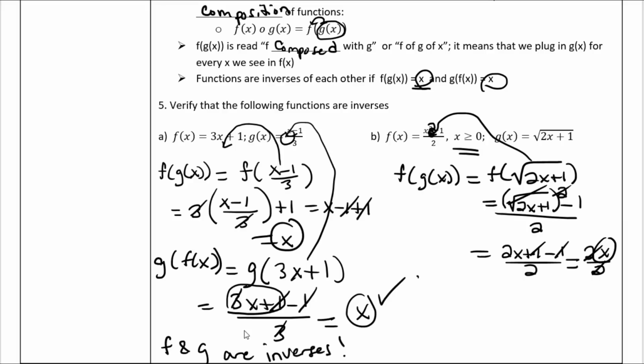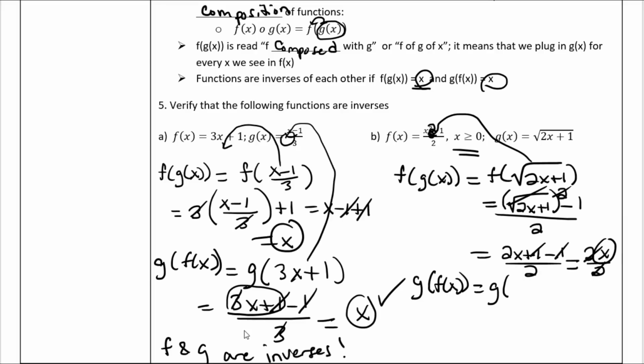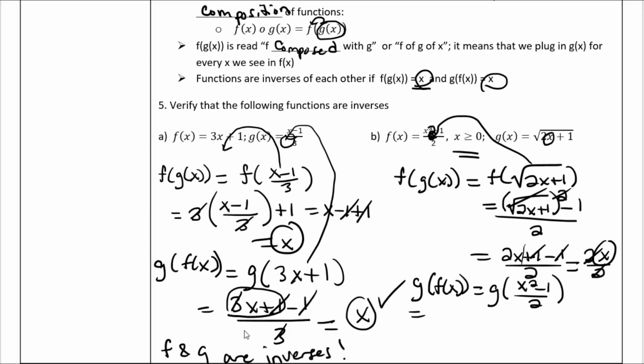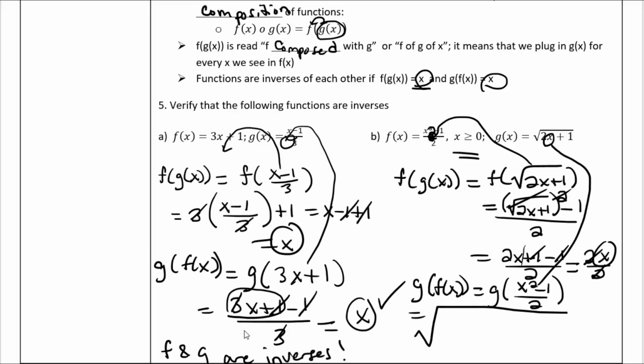Now let's do the opposite, the reverse. So g of f of x. We're going to replace f of x with (x squared minus 1) over 2. So for every x we see here, this x is going to be replaced with that guy right there. So we have the square root, and now x is going to be replaced with that: (x squared minus 1) over 2.